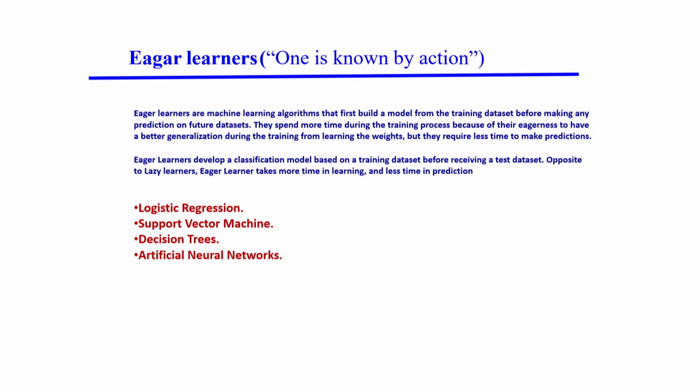And eager learners develop a classification model based on a training data set before even receiving a test data set. That is the difference between lazy and eager learners. Please remember this. There are many eager learners. Logistic regression, which I already talked about in the last part of the lecture, is a part of eager learners. Similarly, support vector machine, which we will discuss, decision trees and artificial neural network, they are all part of eager learners. So, K nearest neighbor is a part of lazy learners, right, and these are the part of eager learners.